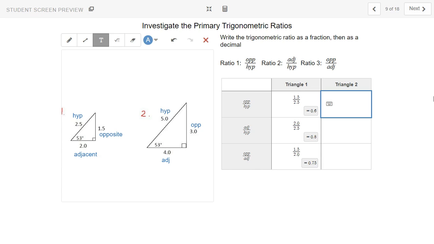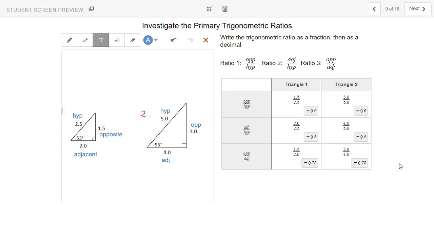Triangle 2, opposite over adjacent, 3.0 over 4.0. Or sorry, opposite over hypotenuse, that's 5.0. So 0.6. Next, we have adjacent over hypotenuse, 0.8. And the opposite over adjacent, we have 3 over 4.